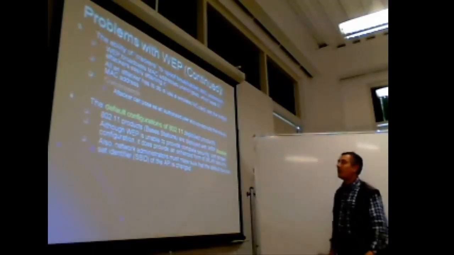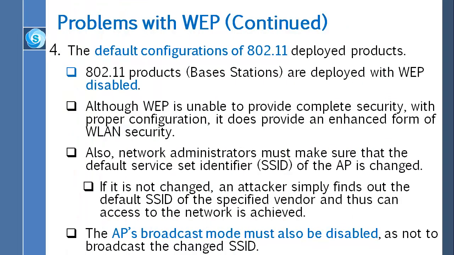And also network administrators must make sure that the default service set identifier, SSID, everyone knows that one, right? This SSID of the AP must be changed. Generally, people are not changing it. They are using the default SSIDs. But if they are using the default SSIDs, they might be in trouble, because if it is not changed, an attacker simply finds out the default SSID, and thus access to the network is possible. So they can access your network.